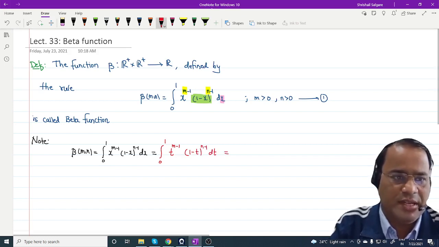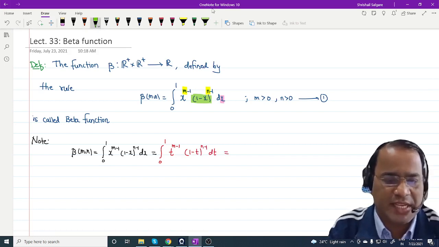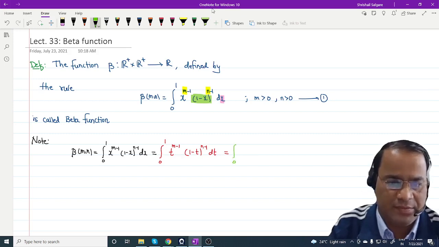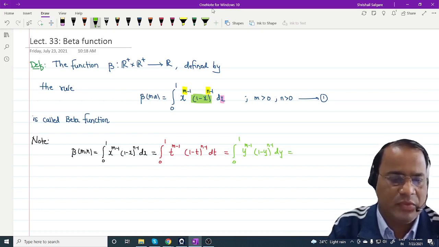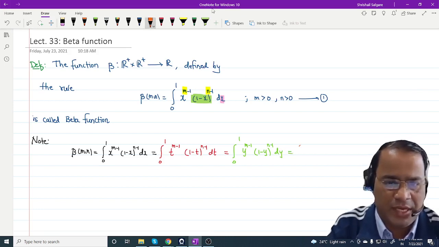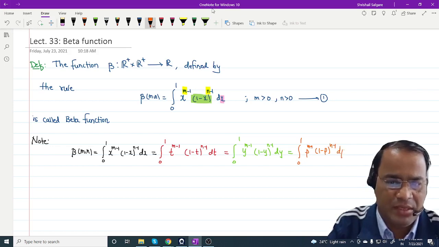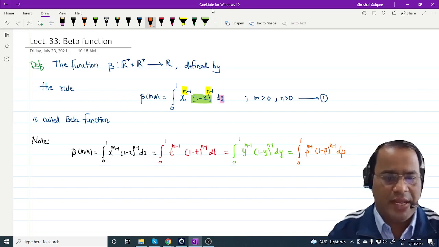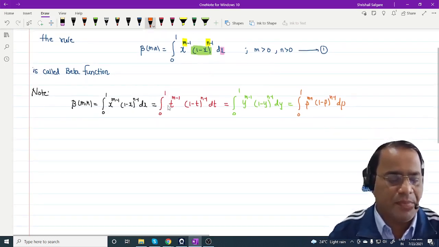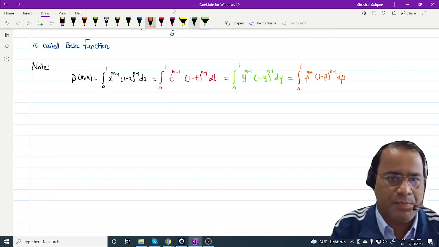So what you are doing here, simply you are using the substitution x equal to t, if required in your language. Suppose y raised to m minus 1 into 1 minus y raised to n minus 1 dy, again whichever variable you want to write. So 0 to 1 p raised to m minus 1 into 1 minus p raised to n minus 1 dp. While solving the example you can refer to any one. All integrals define the beta function. Now next we will see the properties.